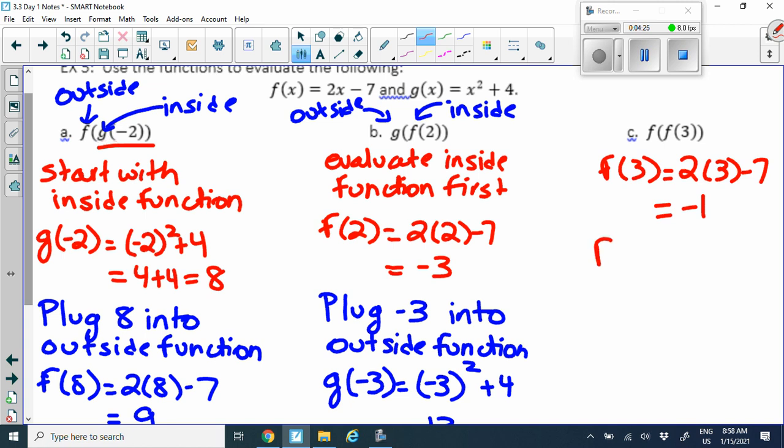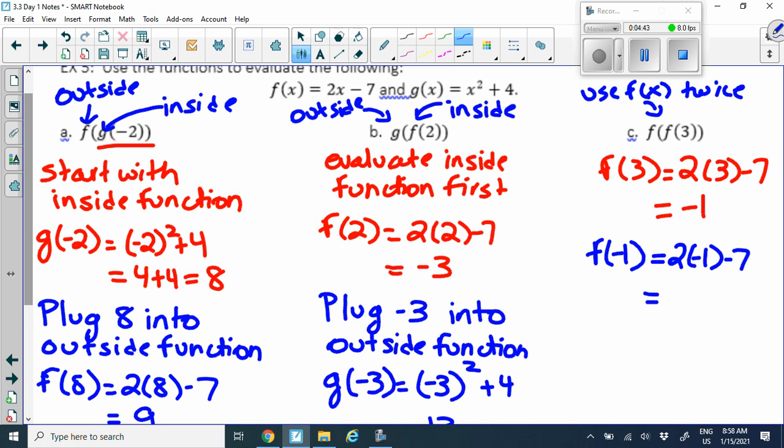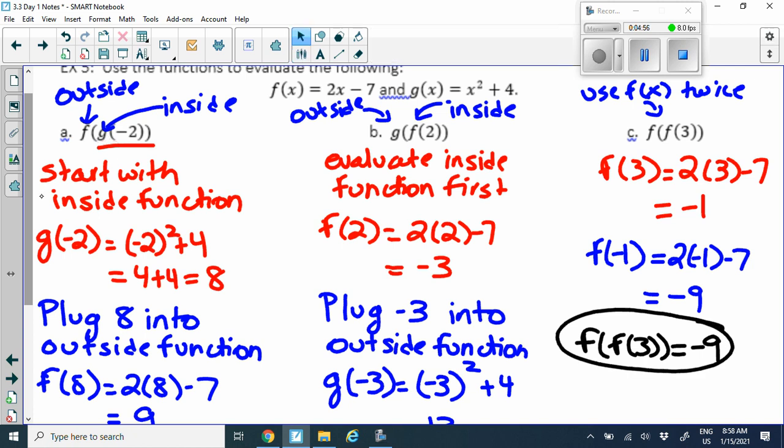And then we're going to evaluate, once again, f of -1. So that's going to be 2 times -1 minus 7. That's going to give us -2 minus 7, which gives us -9. So our final answer here is f of f of 3 equals -9. And that's going to be our final answer there.